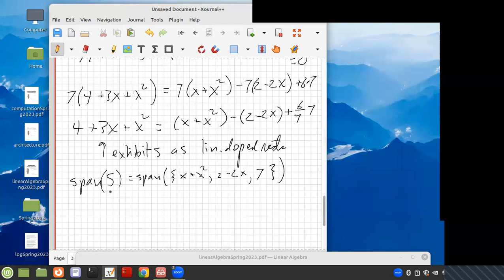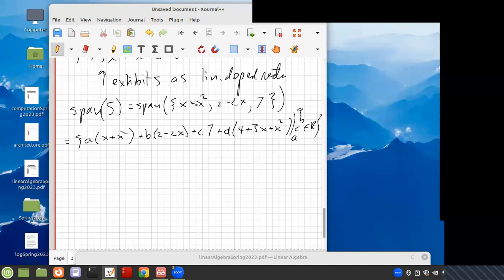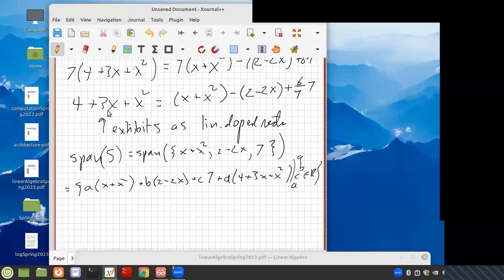Now we could write out the definition of the span to see how it worked in practice, to say, well, this is equal to A times x plus x squared plus B times 2 minus 2x, I'm just repeating from memory, knowing what these vectors are, plus C plus D times 4 plus 3x plus x squared, such that A, B, C, and D are any real numbers. This was our original span definition. But we have this point here that this vector here is equal to this thing here.